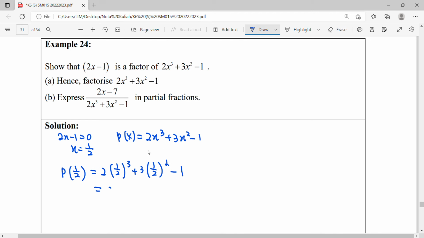It's supposed to get the answer of 0, because when this divisor is a factor of your polynomial, it means the remainder will be 0. So you should calculate until the end to get 0. Then we can conclude that 2x minus 1 is a factor of our polynomial. Then question A: factorize the same polynomial completely.